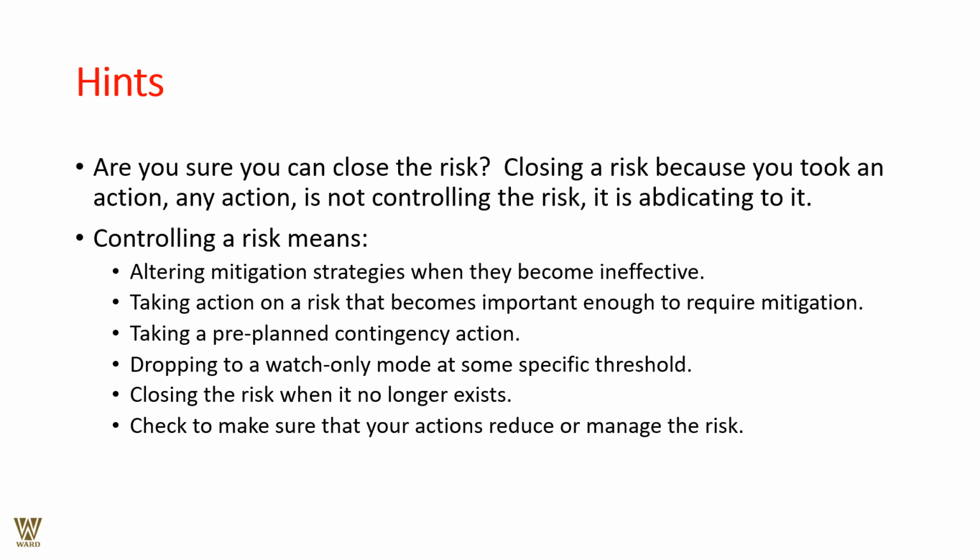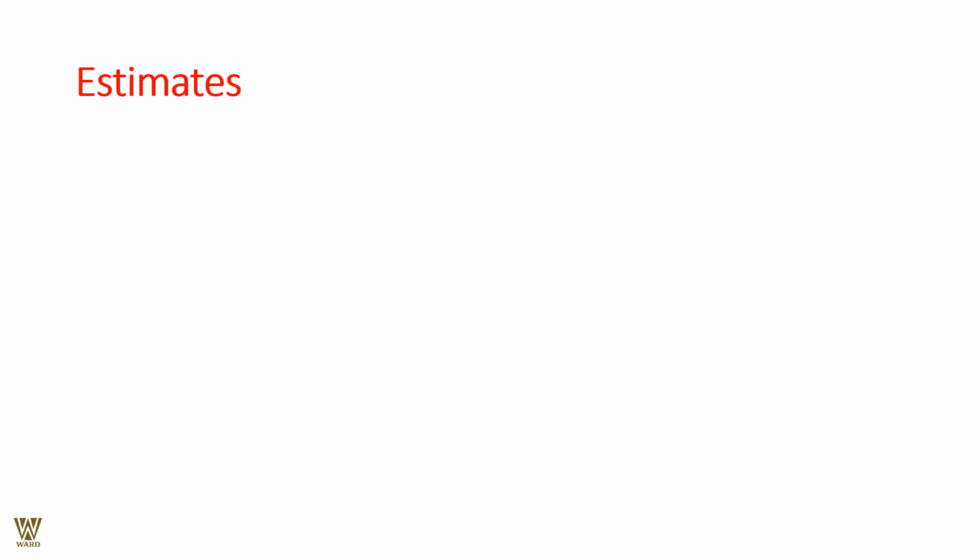Controlling a risk means altering mitigation strategies when they become ineffective. Taking action on a risk that becomes important enough to require mitigation. Taking a pre-planned contingency action. Dropping to a watch only mode at some specific threshold. Closing the risk when it no longer exists. Check to make sure that your action reduces or manages the risk thereby.